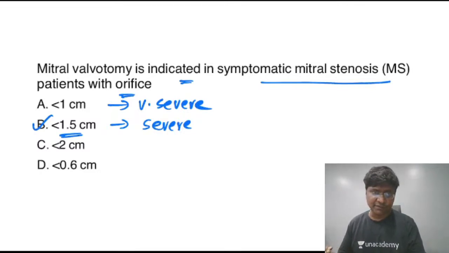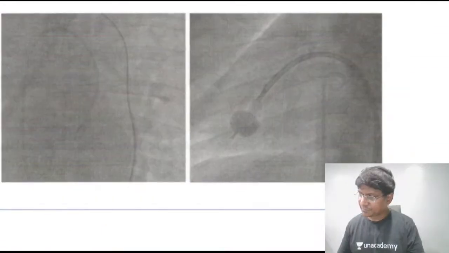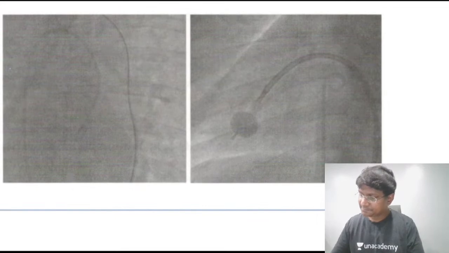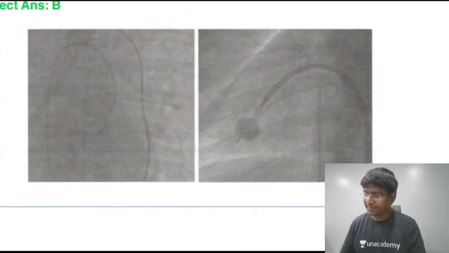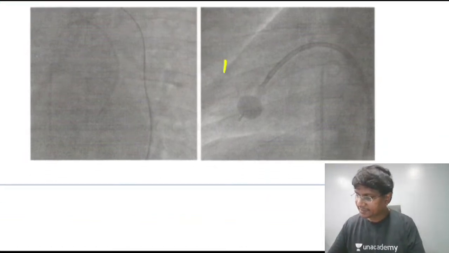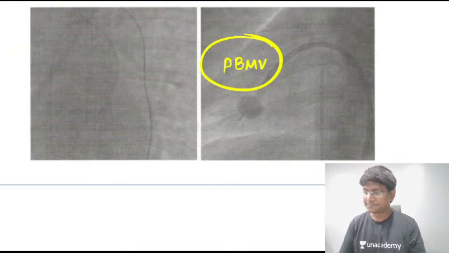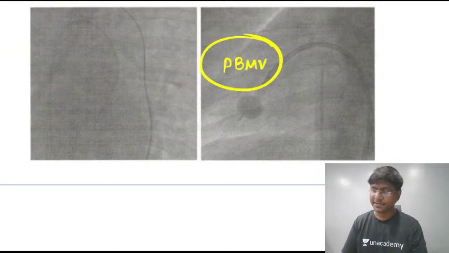And what is the form of mitral valvotomy that you can do? There are two techniques. Now, what is this particular technique which is being shown in the image here? So this technique is the percutaneous balloon mitral valvotomy. So this is your PBMV, percutaneous balloon mitral valvotomy.